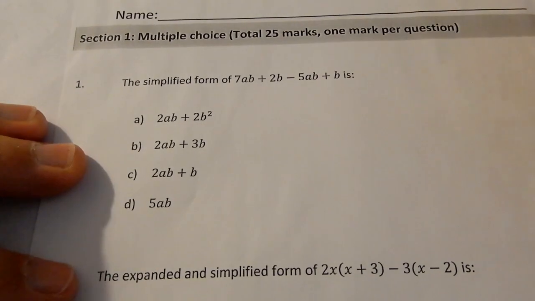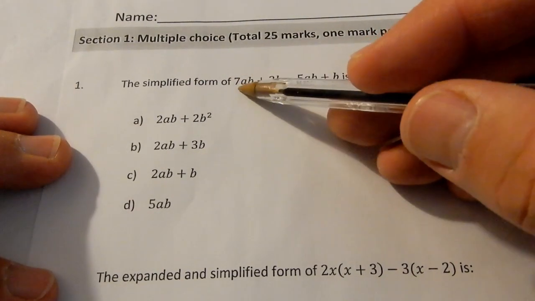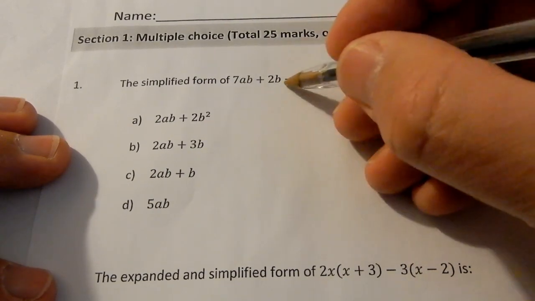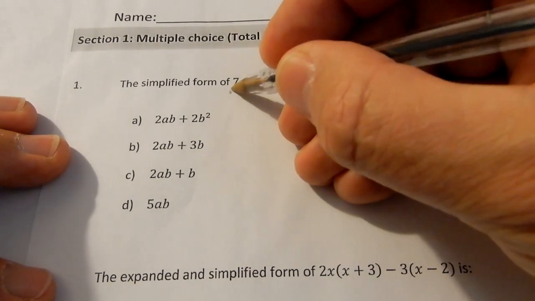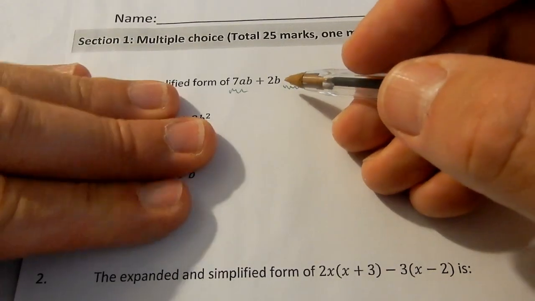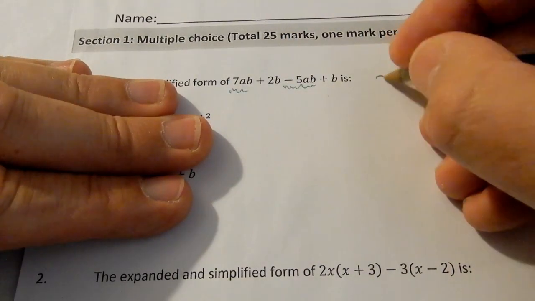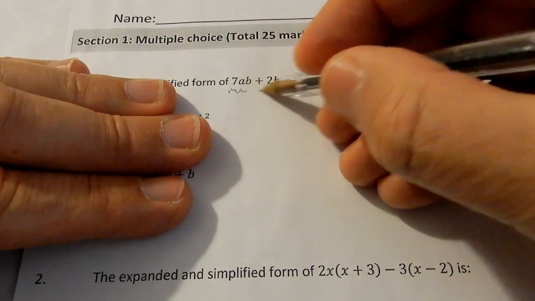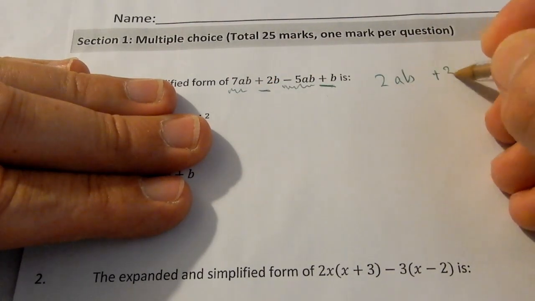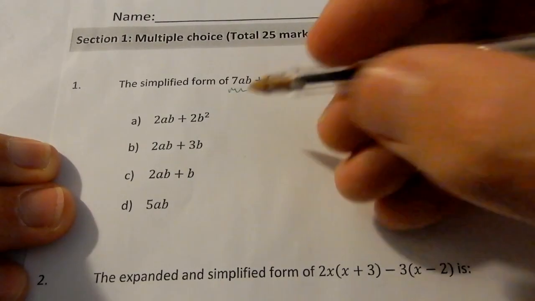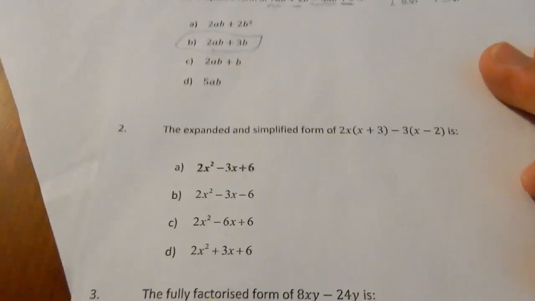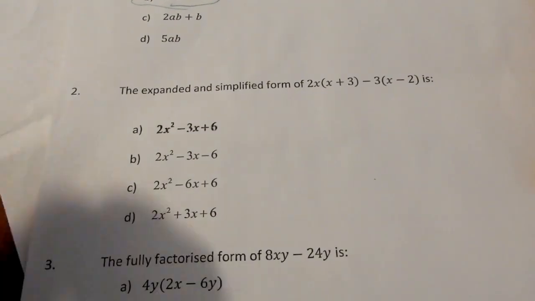I think I figured it out. Anyway, a simplified form of 7ab plus 2b minus 5ab plus b. That's the ab's. 7 minus 5, that's 2ab's. And then 2b's plus 1b equals 3b's. So 2ab plus 3b. Yeah, there it is. Like I said, don't look at the answers. They make things worse.